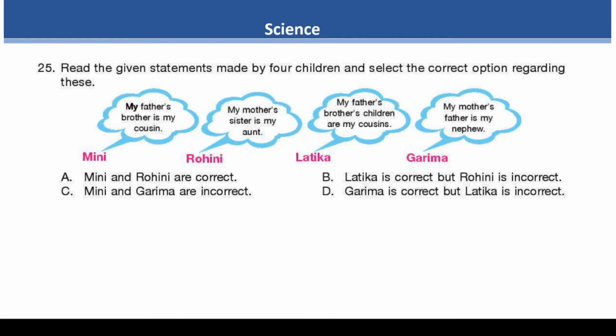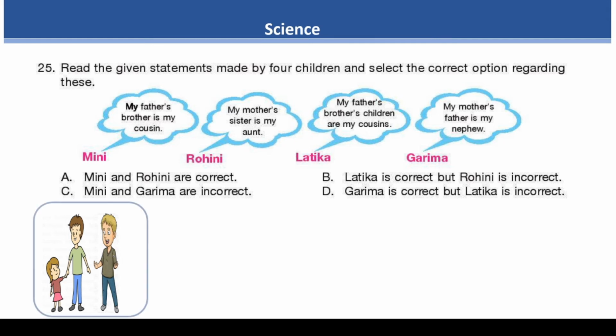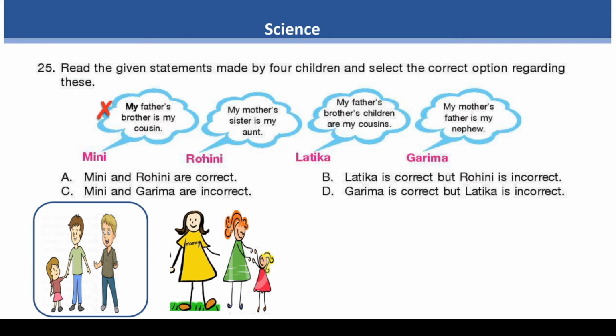Now let's go by each statement and get the right ones. So Minnie says that my father's brother is my cousin. No, this is my uncle. So this was Minnie's statement. So Minnie is wrong. What does Rohini say? My mother's sister is my aunt. Well, correct. Her mother's sister is her aunt.